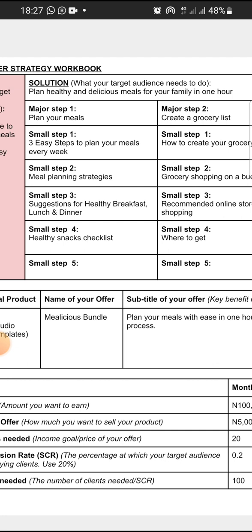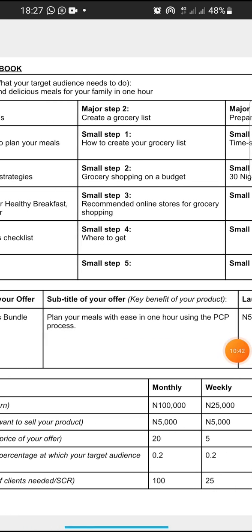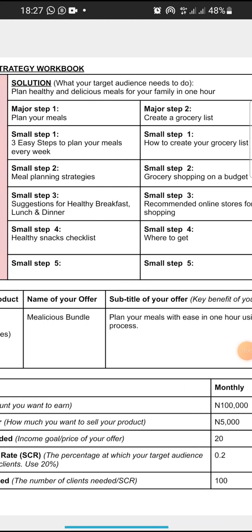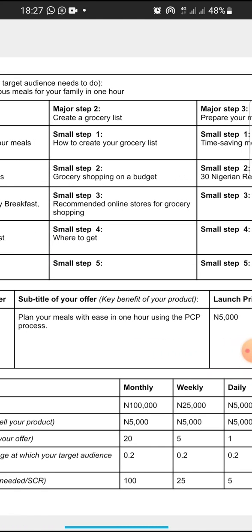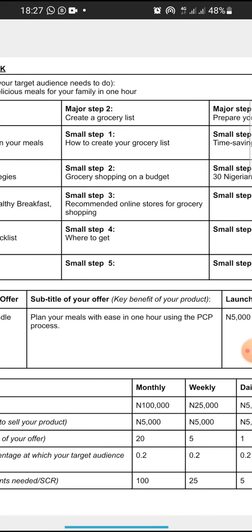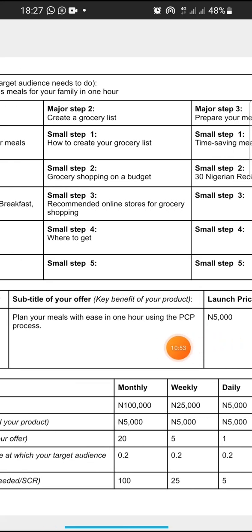So you need to give it a very powerful name, a memorable name, something that will catch the attention of your target customers. So in this case, we just named it the Malicious Bundle. So there are different ways of coming up with names. If you need help with coming up with a name for your offer or your digital product, you can chat me up on WhatsApp.